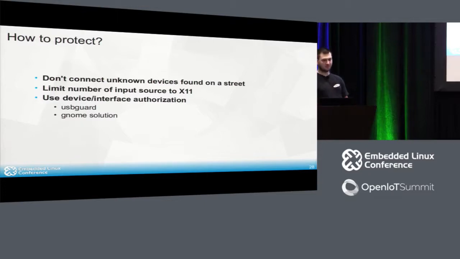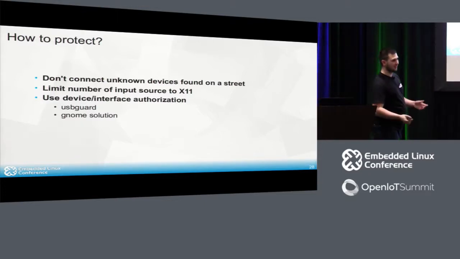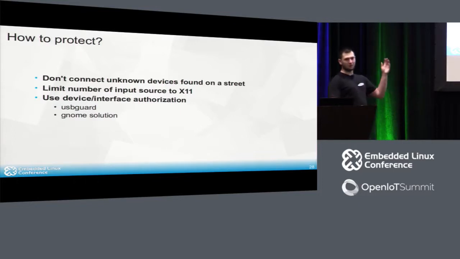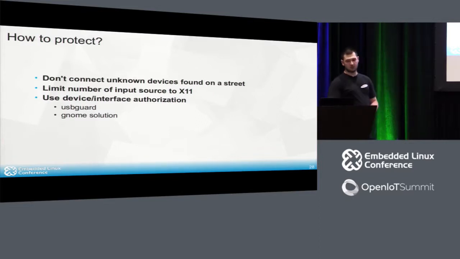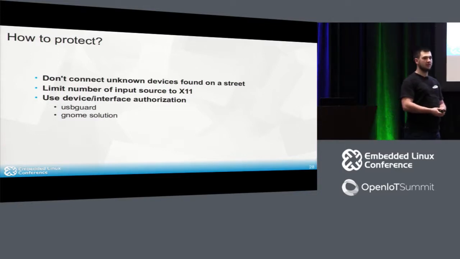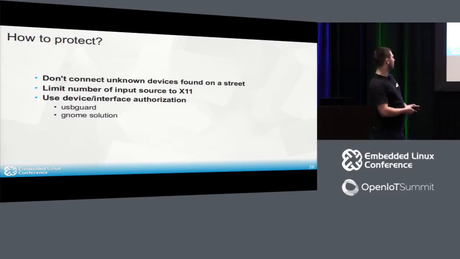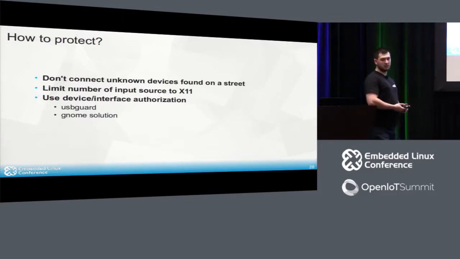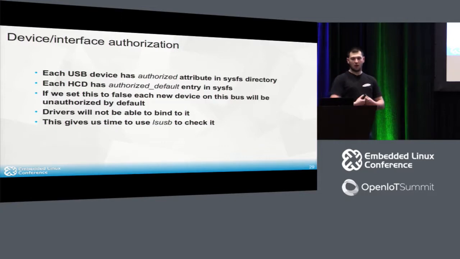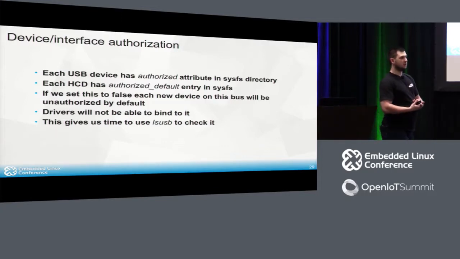How can we protect ourselves? Well, we may stop using USB. Probably none of you will go this way. We may try to limit the number of input sources to X11, but it's not perfect. It has many problems. So let's use a kernel feature called USB device or USB interface authorization. There are some projects currently developed on GitHub, for example USBGuard, which uses this kernel mechanism. It gives us the time to check what we have really connected.